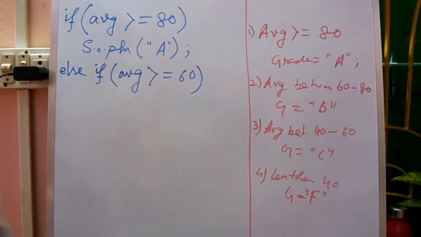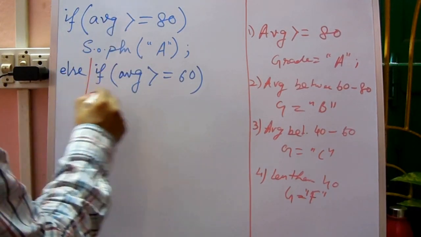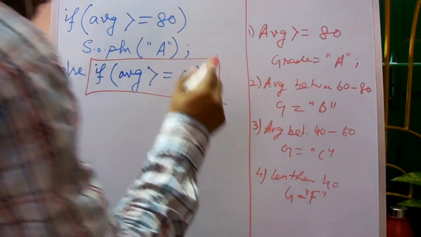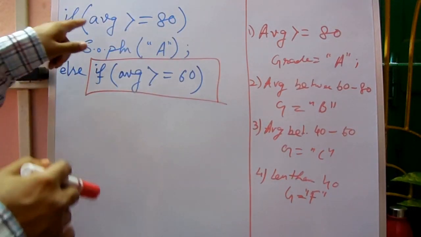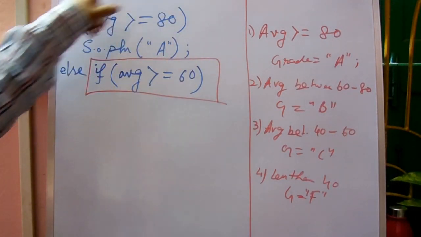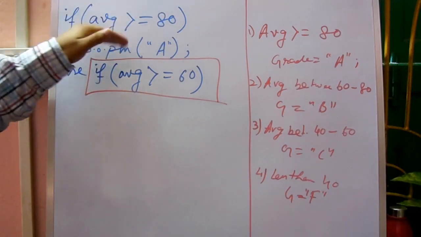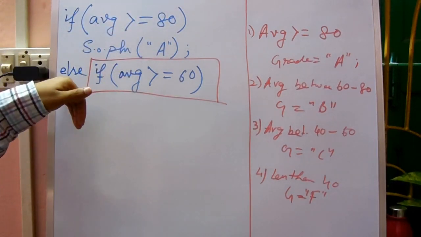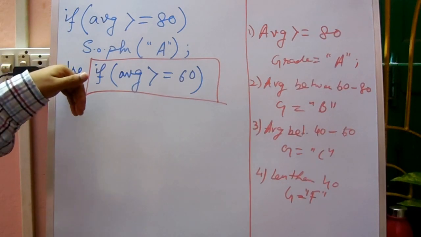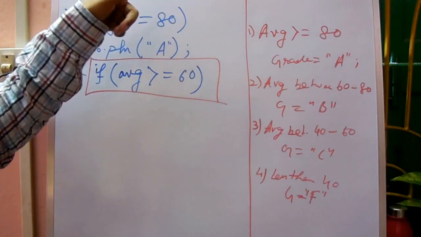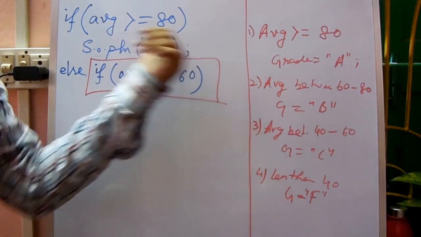So this particular block will only execute when this if condition returns false. So if this condition returns false, the else block will work. When will this else block work? When this condition is false. So that's why we are writing these conditions.